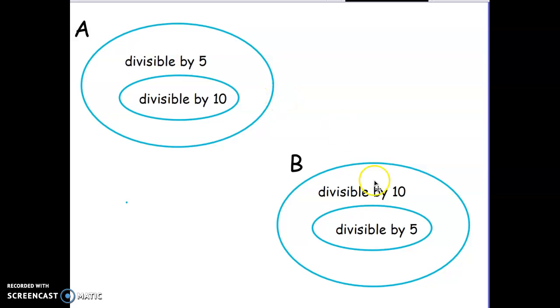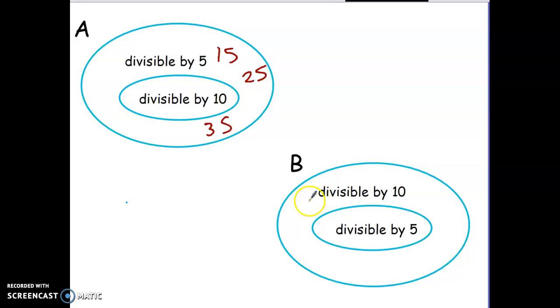Okay, so which one of these circles is correct? And do I have the Venn diagram correct on A, or do I have the Venn diagram correct on B? All right, well, let's experiment and see. Let's see if we can come up with a number that is divisible by 5, but not divisible by 10. Can you come up with a number that would go in this part of the Venn diagram? Sure. Any number that ends in a 5 is divisible by 5, right? It can go in that circle, but those numbers cannot go inside this circle.